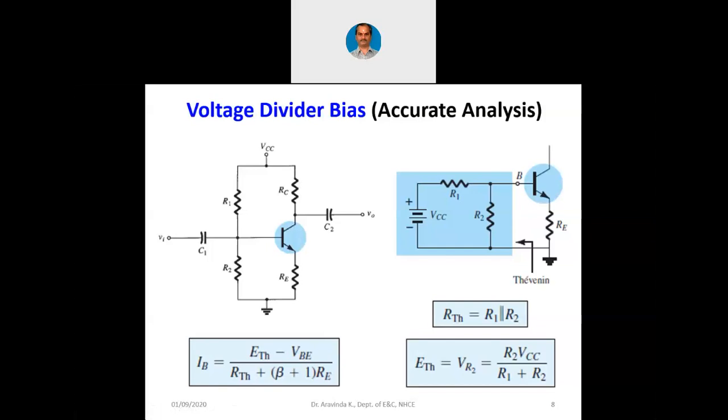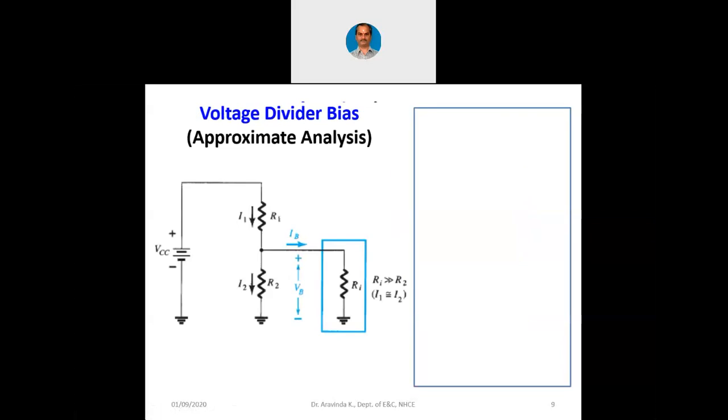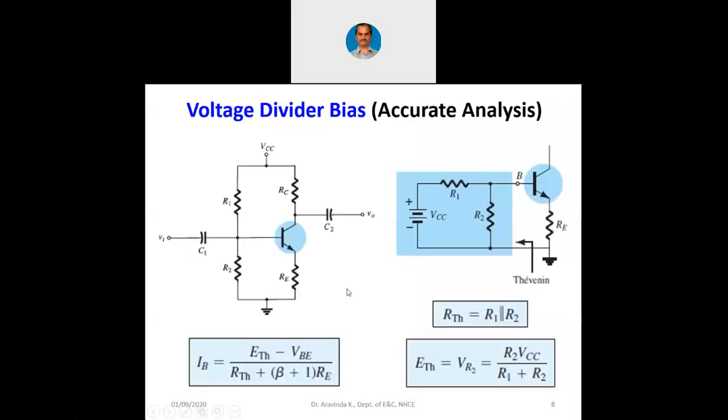Now, this is the accurate analysis, and we had already seen what is meant by approximate analysis. Let us see that now again as a revision. Now, approximate analysis, we have VCC, we have R1 and R2, we have this IB, we can always ignore IB, provided I2 and I1 are almost equal. Now, when you look into the base, you will see an input impedance. I'll just come back to the previous slide.